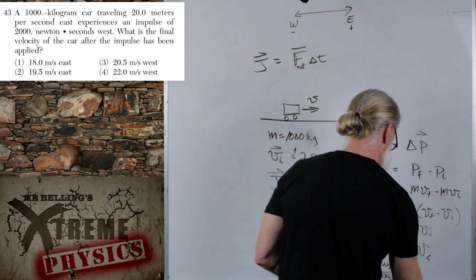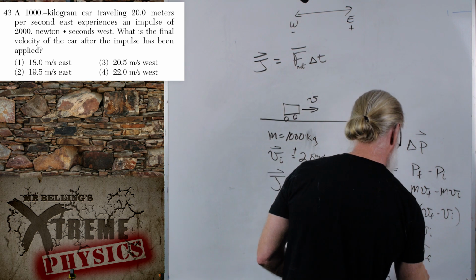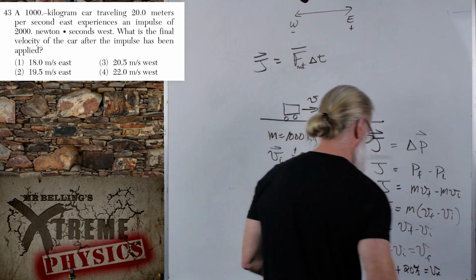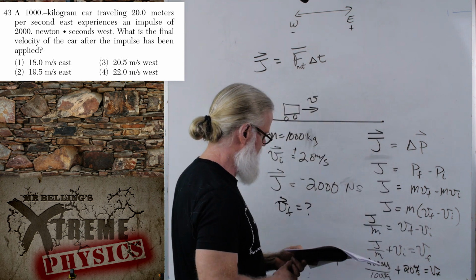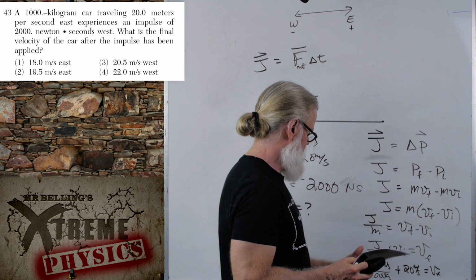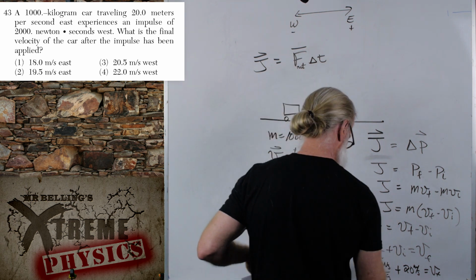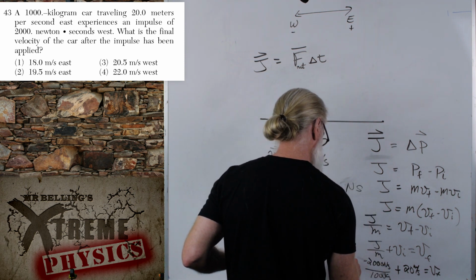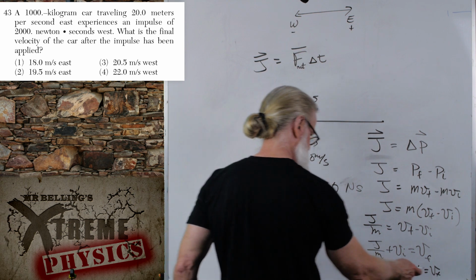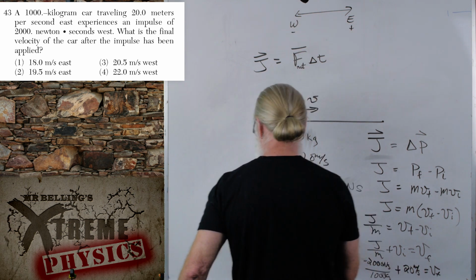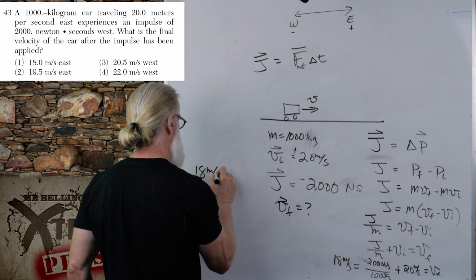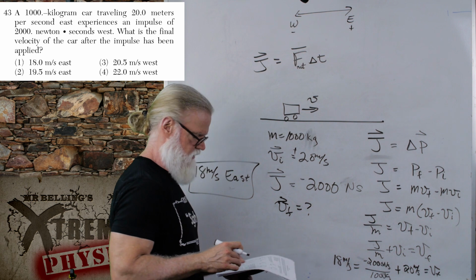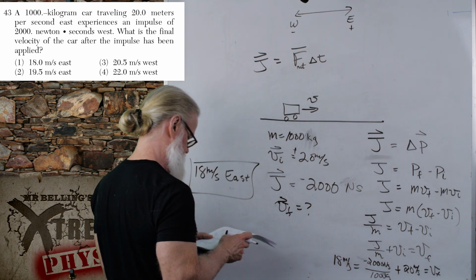Oh, I hate it when I'm so low. V initial is positive 20 meters per second with V final. All right, so 2,000 divided by 1,000, that's 2. So this is looking like this is going to be 20 minus 2, which I believe is 18 meters per second. And it is indeed positive, so the answer is 18 meters per second east. That's what you do if that was a long answer problem. So I guess it's 1.